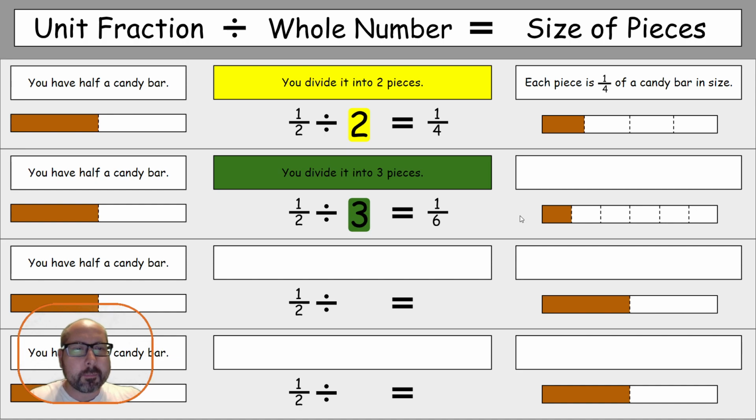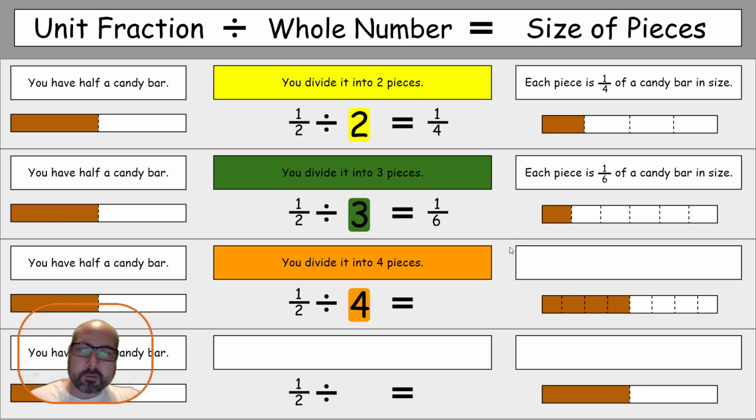Now, be careful here. Let me go back up here. We're dividing by 3, but you'll see 6 pieces here. But keep in mind, we're starting with only half. We're cutting that half into 3 pieces. To fill this entire candy bar, it would take 3 more. That tells us how big each of these pieces are. So that's why it goes to 6, even though we only had 3 pieces there. Each piece is 1/6 of a candy bar in size.